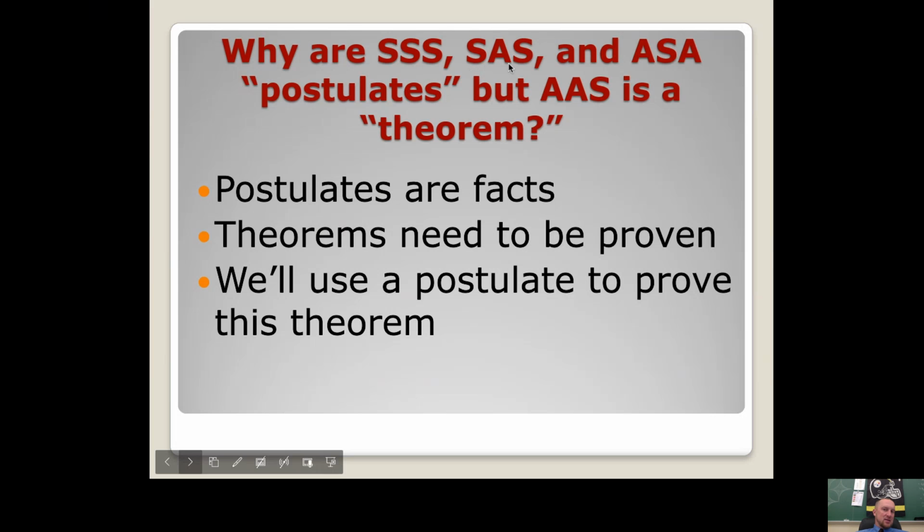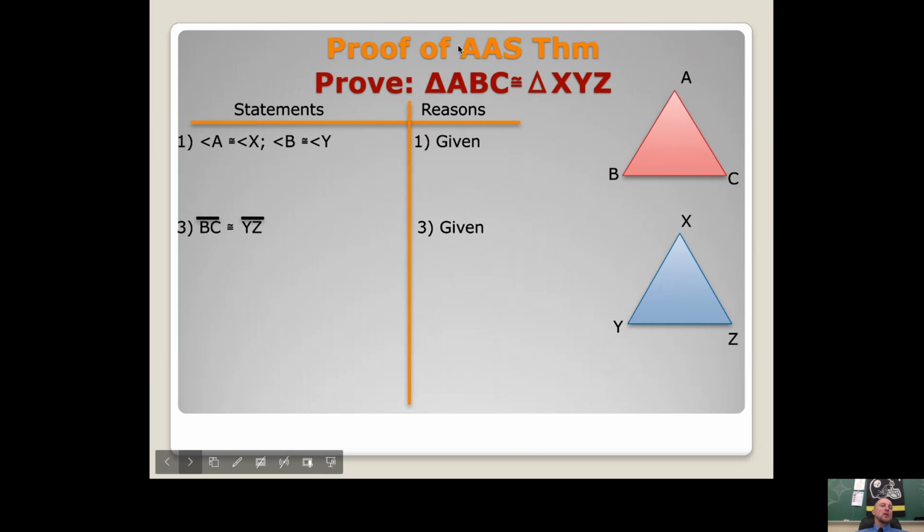Why are side-angle postulates, but angle-side is a theorem? Well, remember, postulates are facts. Theorems need to be proven. So what we're going to do is use what we know about our congruent triangles to prove that this is also a way to show the triangles are congruent. So since it's a theorem, we've got to prove it. So we're proving angle side, so we're not going to use angle side. We're going to use anything else that we know.